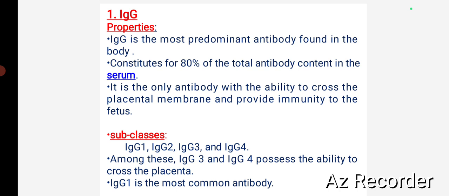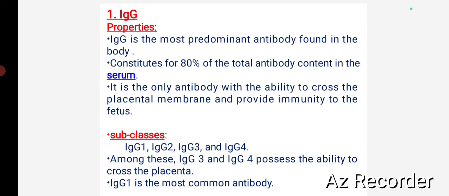IgG properties. IgG is the most predominant antibody found in the body, which constitutes 80% of antibody in our serum. It is the only antibody with the ability to cross the placental membrane and provide immunity to the fetus. Only IgG is the antibody which penetrates through the placenta from mother to fetus.